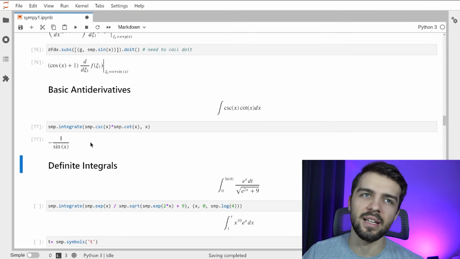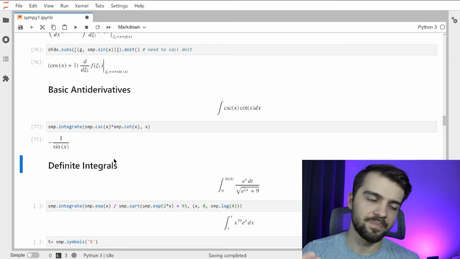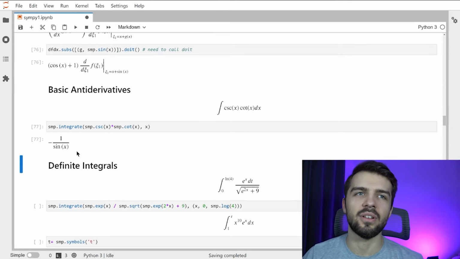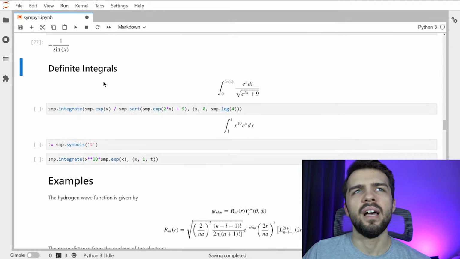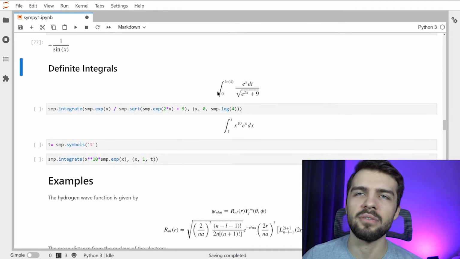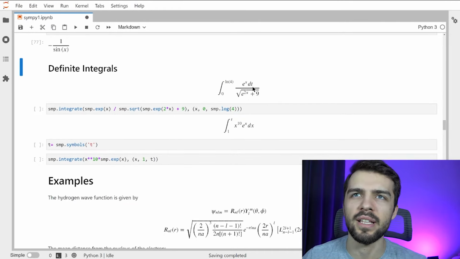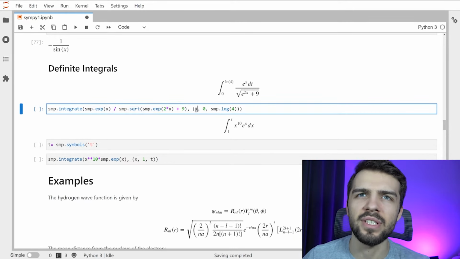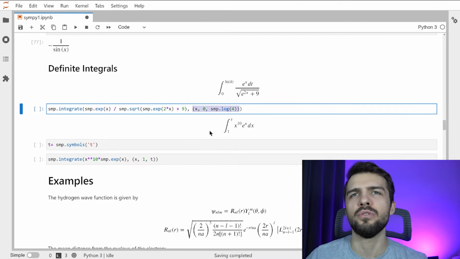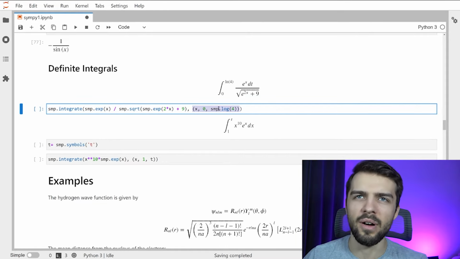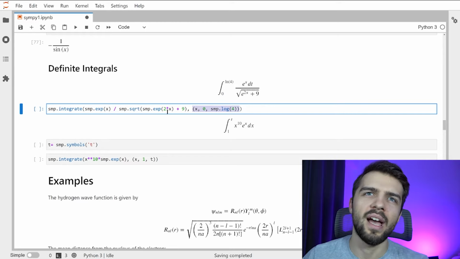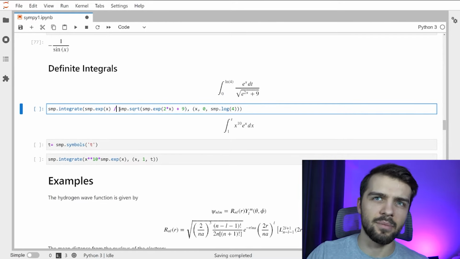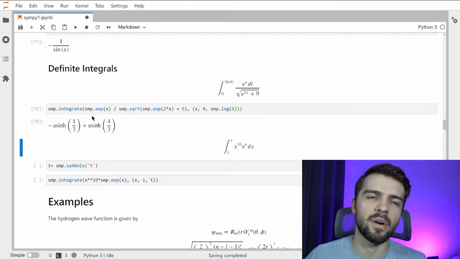But really, you should be adding a plus C if, for example, you're doing an indefinite integral on a test or something. I can also do definite integrals where there are actually bounds to the integral. So here I'm integrating this expression from 0 to ln 4. I give the integrand here. I give the bounds: x goes from 0 to log 4. You'll note that this comes as a tuple. So my variable x, lower bound 0, upper bound log of 4, and it evaluates this integrand here. And it will just integrate it and give the corresponding expression.